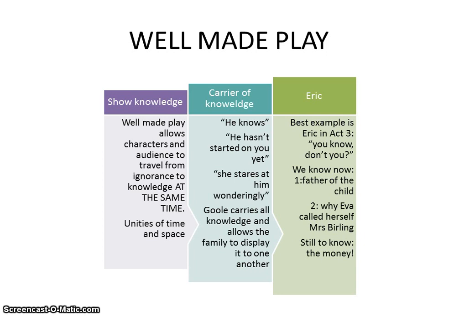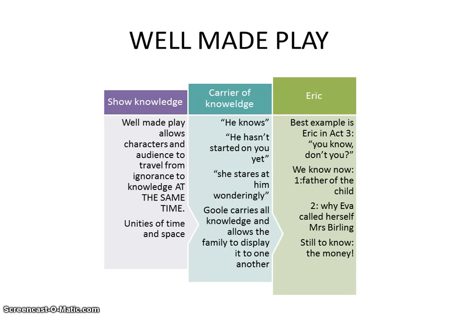Let's recap. What do we know at this stage? We know that he is the father of the child, and we know, therefore, why Eva had chosen to call herself Mrs. Birling, though she was in no way being disrespectful. She was simply trying to use the name of the father of her child.